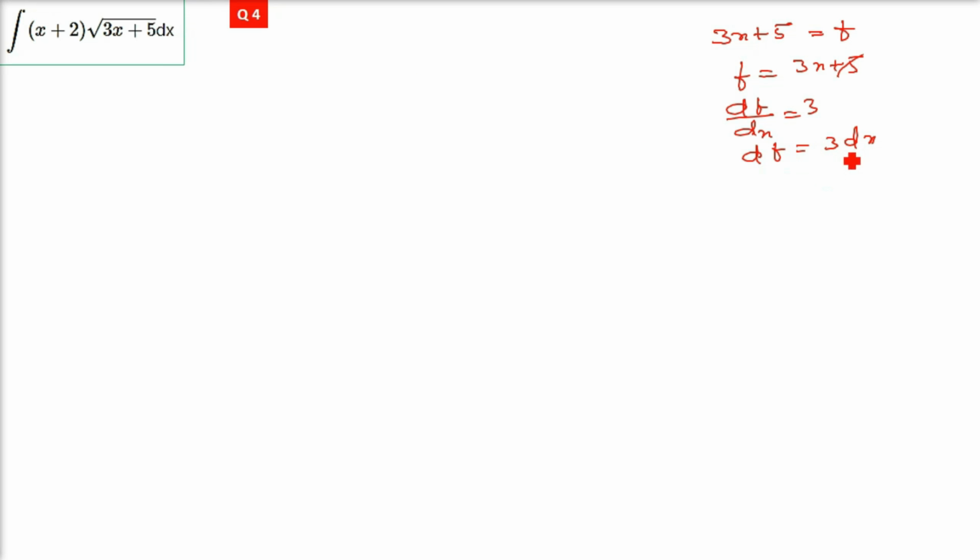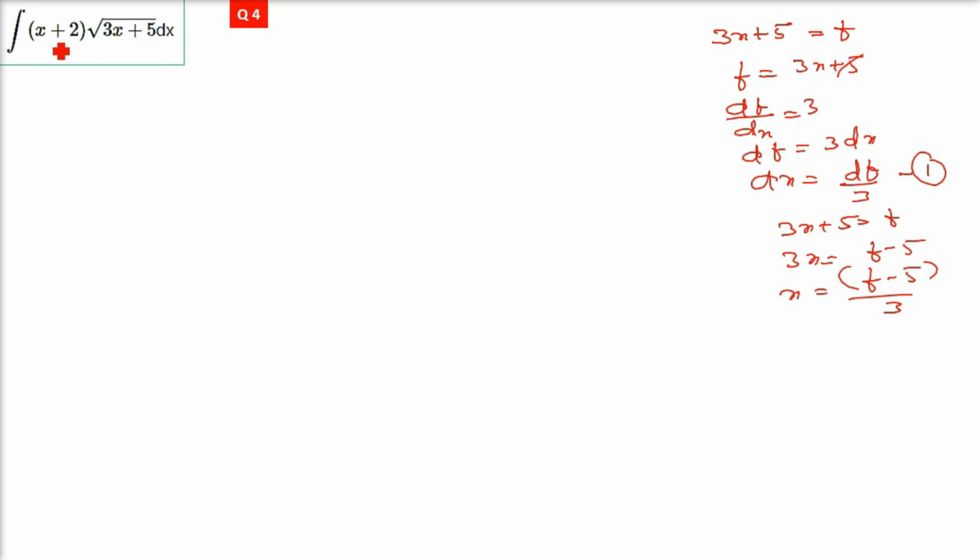So dx becomes dt by 3 here in this case. So wherever dx is there, we'll replace this by dt by 3. Since we have x here, we'll replace x. 3x plus 5 equals to t. 3x equals to t minus 5. x will become t minus 5 by 3. So wherever x is there, we are going to replace it by t minus 5 by 3.